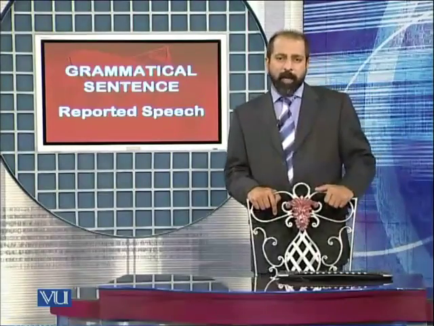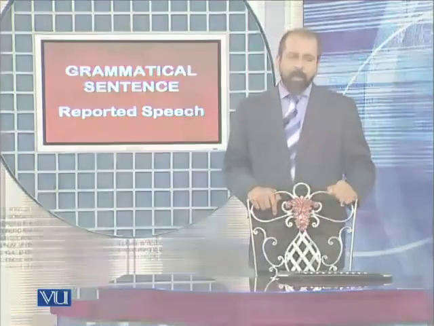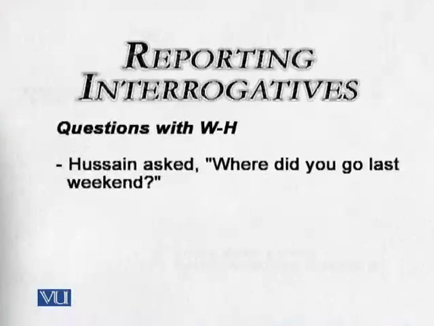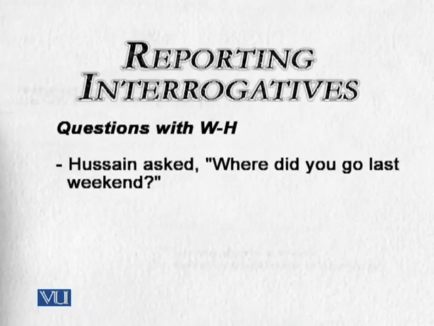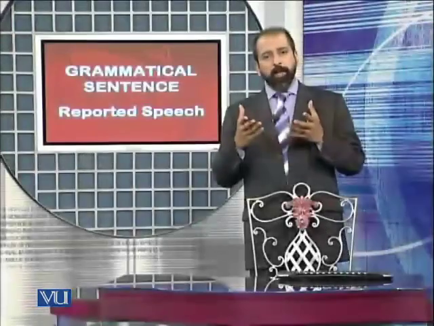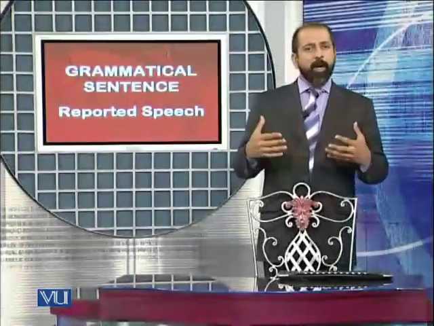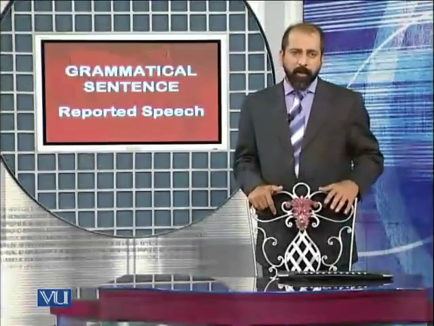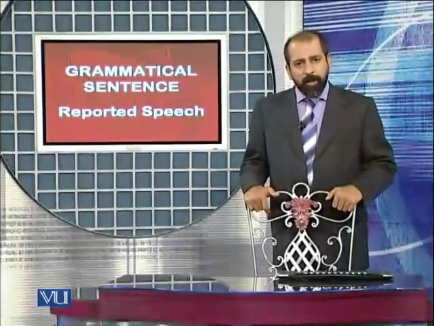One more example I would like to show you with the help of one slide. If you take a look on your screen, our direct speech is, Hassan asked, where did you go last weekend? Now, as I mentioned before, do, did, does, is, am, are, was and were, these are all auxiliary verb interrogative sentences. And of course, they take if or whether.